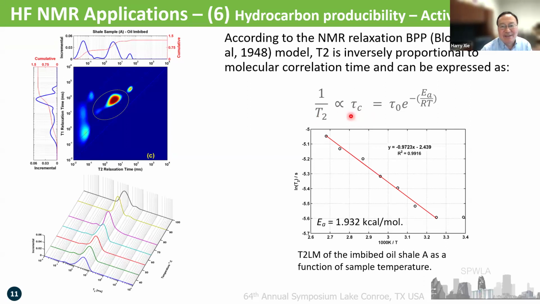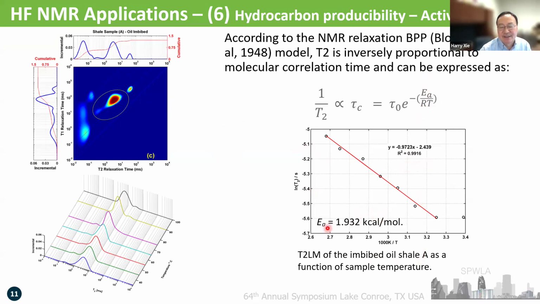Okay, and this tau C follows the so-called Arrhenius equation. So this is the Arrhenius equation. And in the Arrhenius equation, there is an EA term. EA is called activation energy. And R is the ideal gas constant. So from here, using the NMR measurement with the temperature change, you can calculate the activation energy.